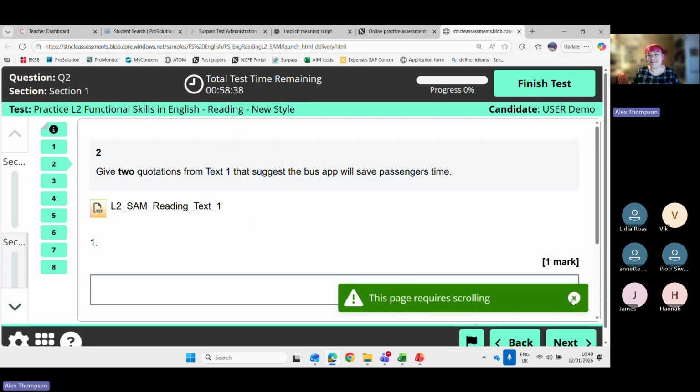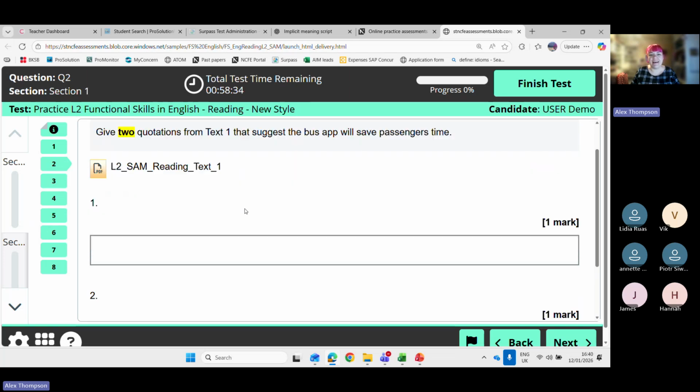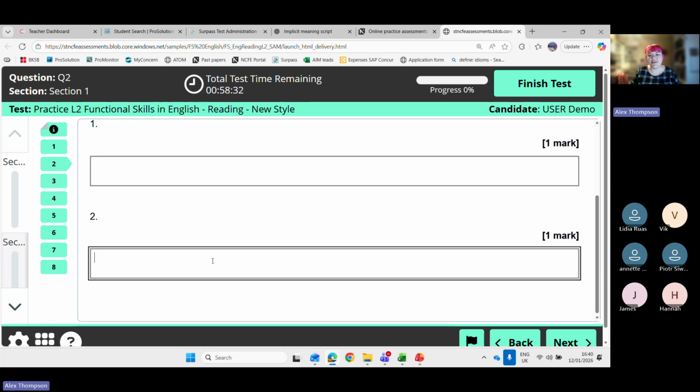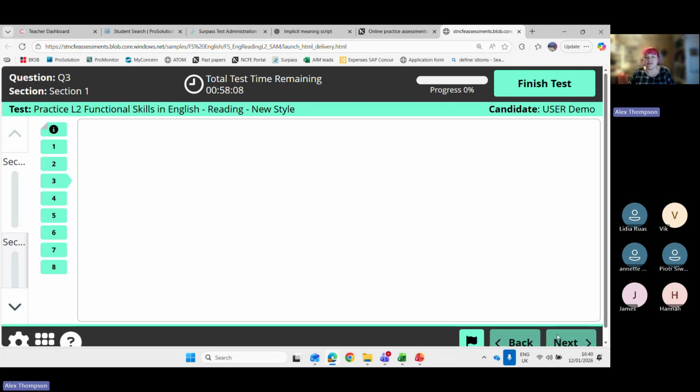If we have a look at the next question, again, just to give you an example. I said if it asks you to give 2 examples of anything, it will always be in bold, and you are usually given 2 boxes, one to write the first one in and one to write the second one in. It says give 2 quotations that suggest the app will save passengers time. These are your key words, anything to do with saving time. So again, you would be scanning through that app and finding any of those specific words that will help you find your quotations.